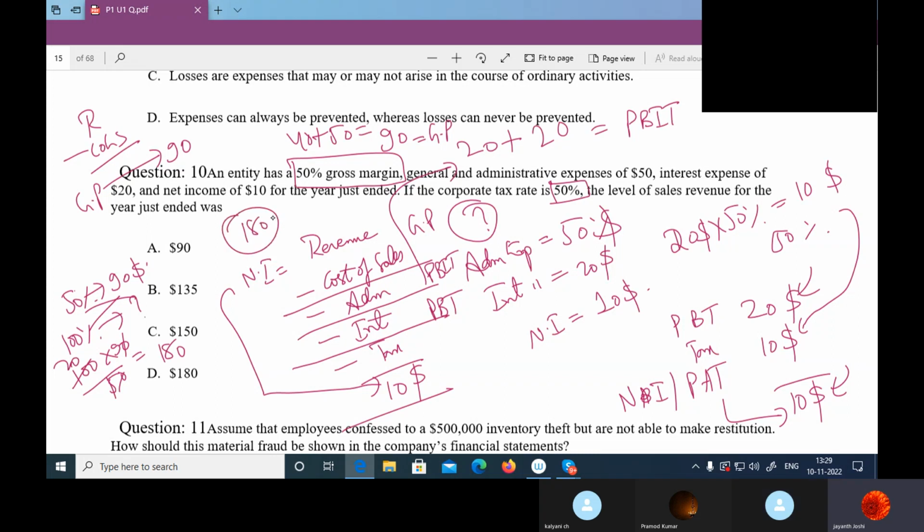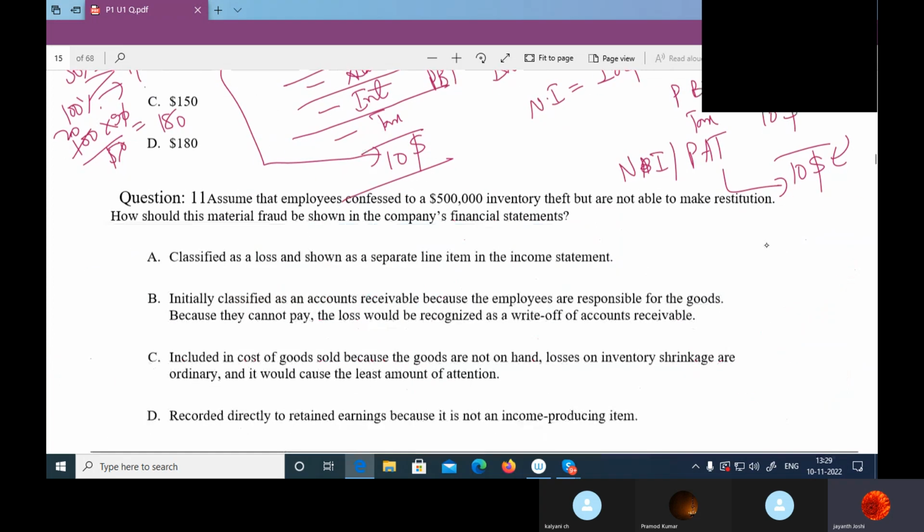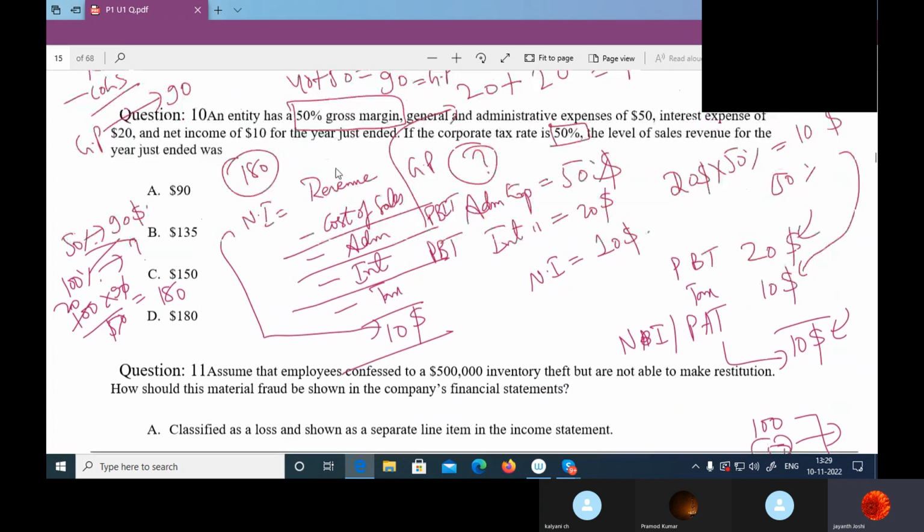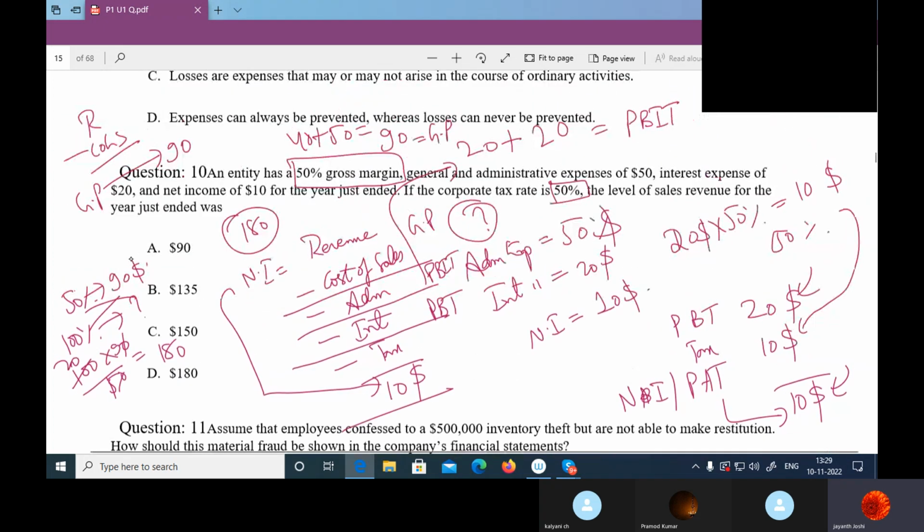See, gross profit margin is 50%. So suppose 100 is my sales. Of this, the gross profit margin is 50%, which means 50 is my gross profit. So 50 is my cost of sales, correct? So I got my revenue as 180. My revenue is 180.